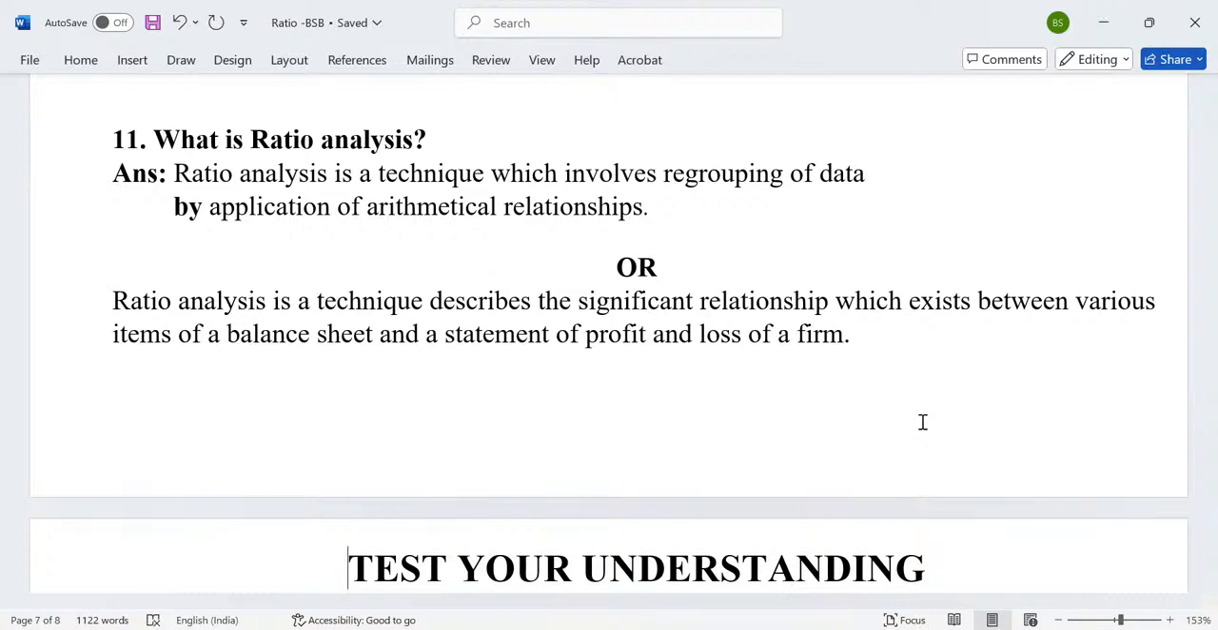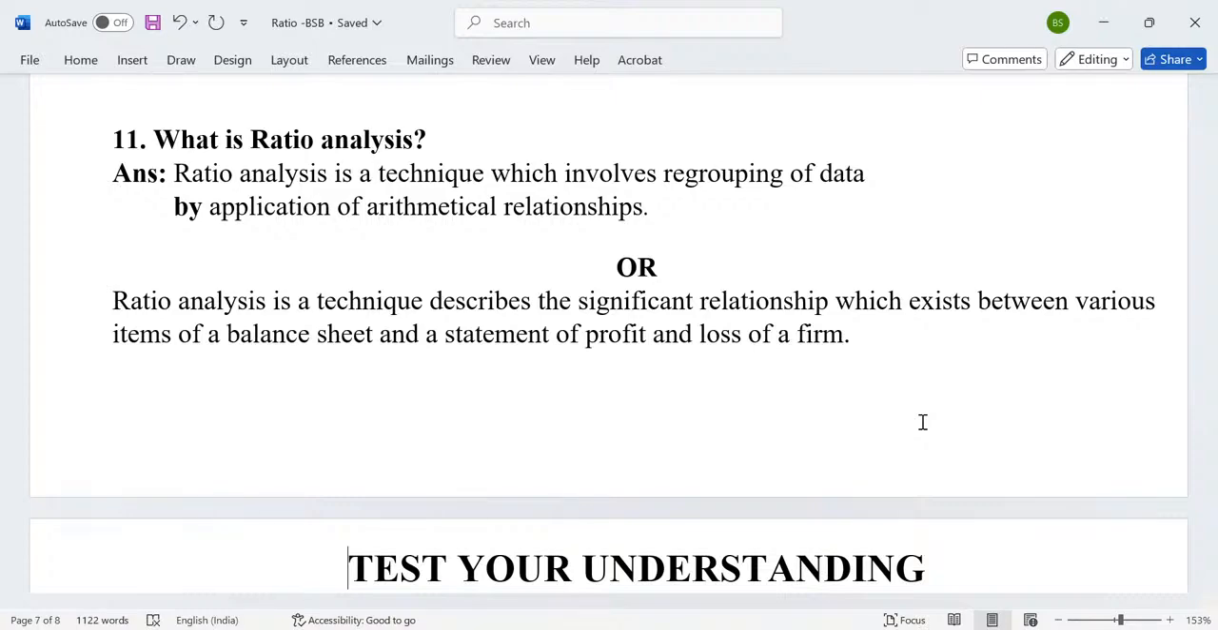What is ratio analysis? Ratio analysis is a technique which involves regrouping of the data by application of arithmetical relationships. Means whatever the data available, we are regrouping it. How? By the arithmetical relationship, mathematical relationship. Ratio analysis is a technique which involves regrouping of data by application of arithmetical relationship, or you can take it like this also.